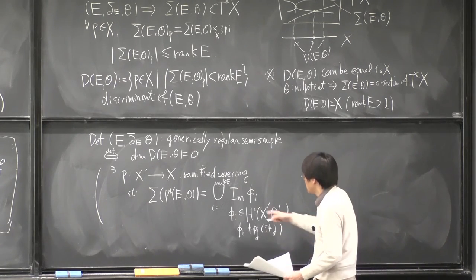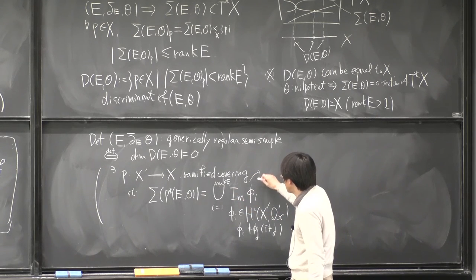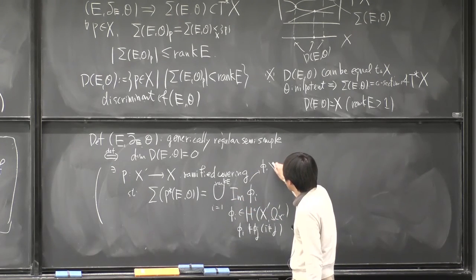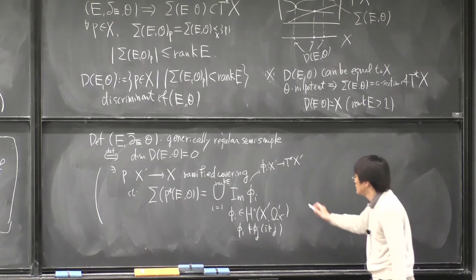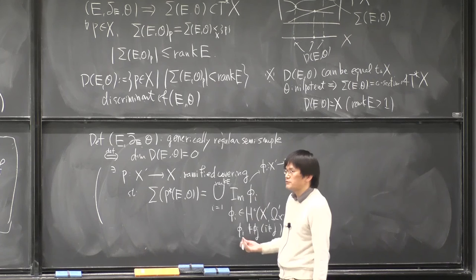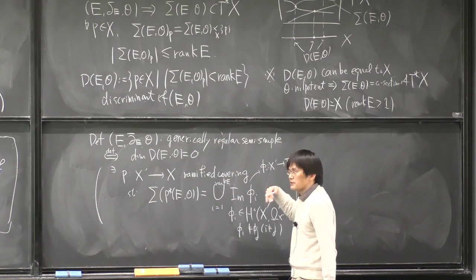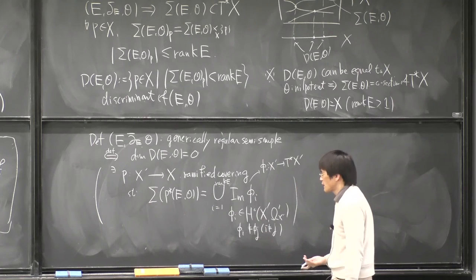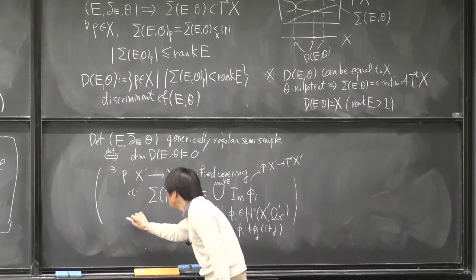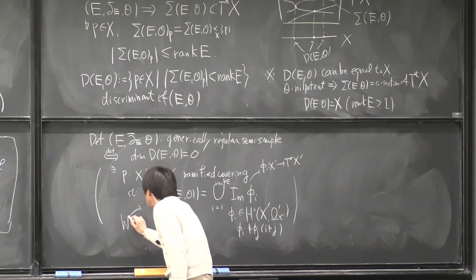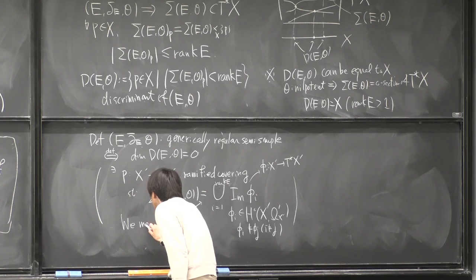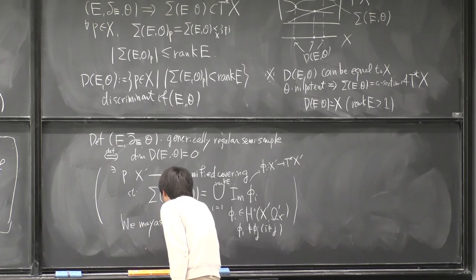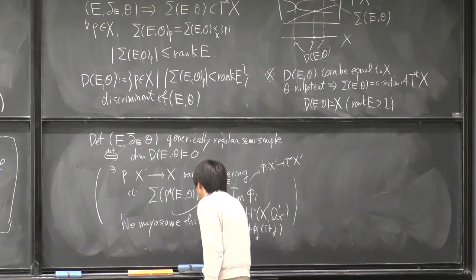And this is not imaginary, but we regard phi_i as a morphism from X prime to T star X, and this is the image of this map. For the study of the asymptotics of the harmonic metric, taking a ramified covering does not matter. So we may assume this decomposition from the beginning.